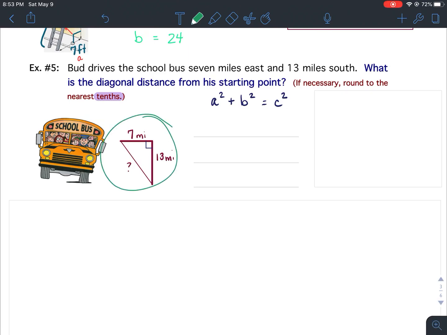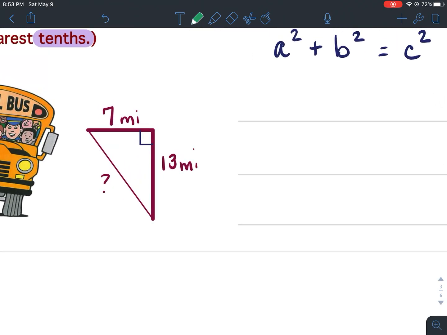Well, I already drew a triangle to represent what's happening in this situation. 7 miles east, so this would be 7 miles going that way, and then 13 miles south would cause this right angle right there. So I already have that drawn. Remember, the right angle points to the hypotenuse. So the diagonal distance will be C. This was our starting point, this was our ending point, and we're finding the diagonal distance.